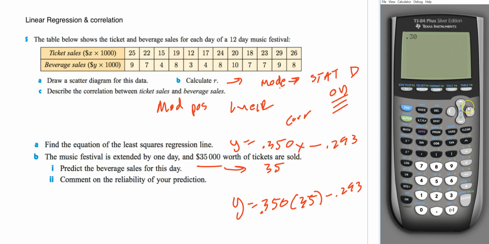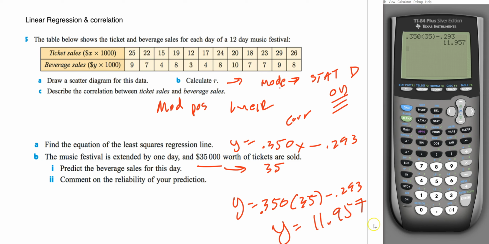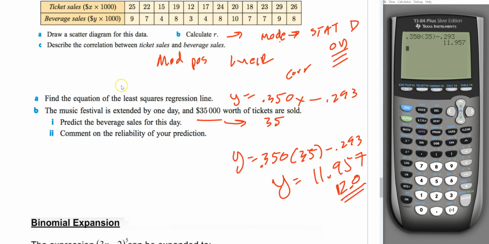So 0.350 times 35 minus 0.293. This is a good time for me to tell you, don't forget 3 sig figs. Right? IB, it only matters on paper 2. They want 3 sig figs. It's like right here, 11.957. I'll just round that to 12. Because 3 sig figs. So 12. So we got 12,000 beverage sales that day because it's in thousands.